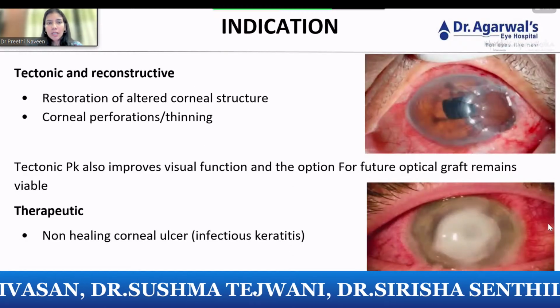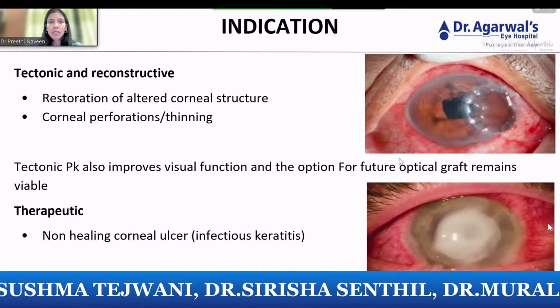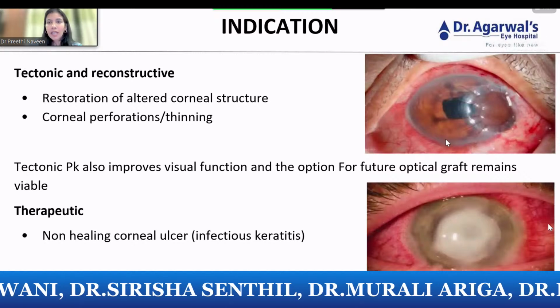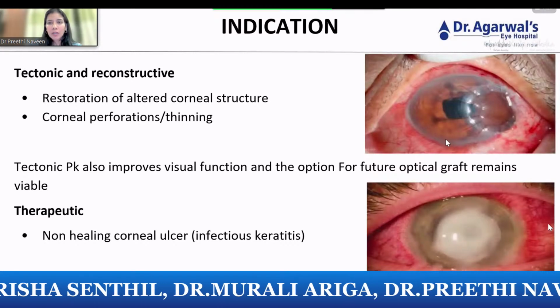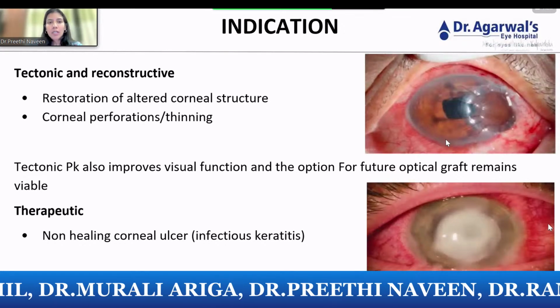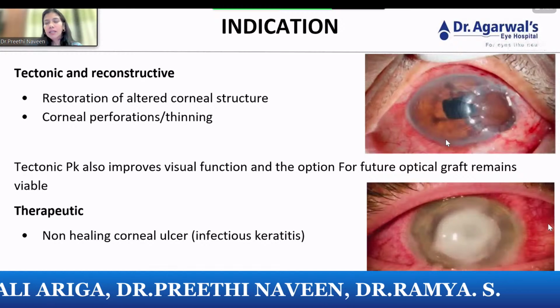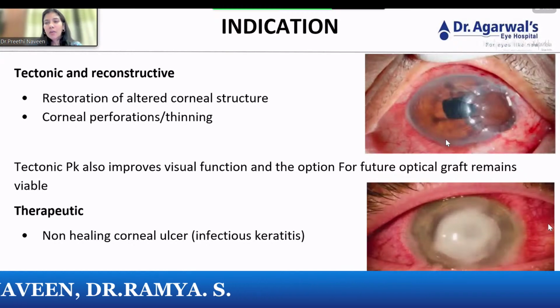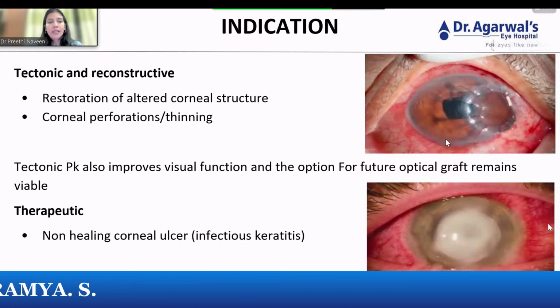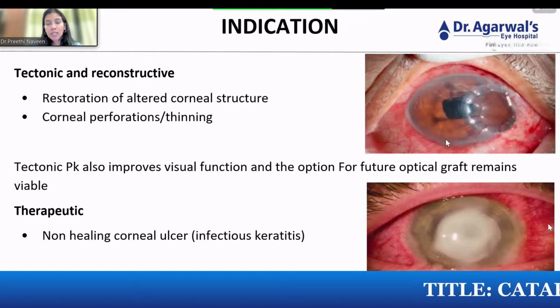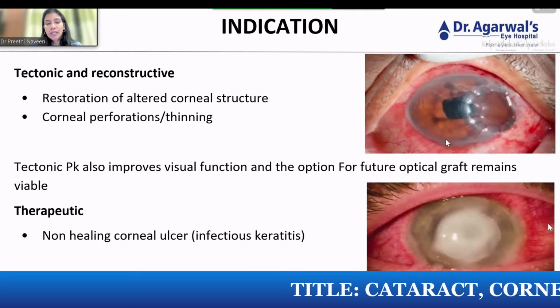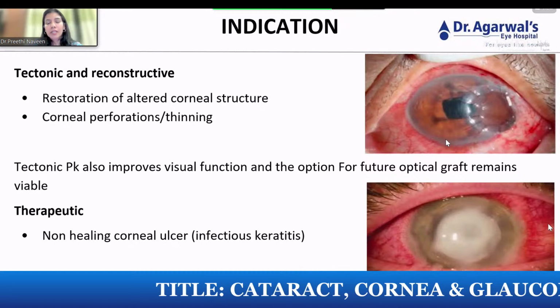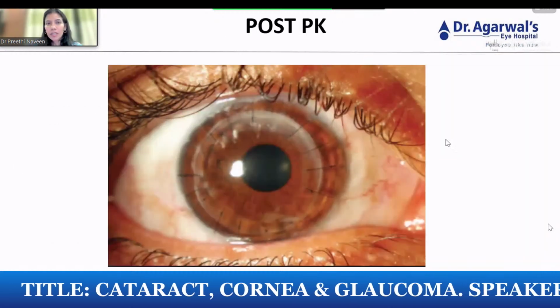And tectonic, again, is where you want to restore the integrity of the eye. That is where we do a tectonic graft, in cases of a corneal perforation or thinning, and that's a picture of an eccentric tectonic graft, which was done for a peripheral perforation. And therapeutic graft, as we all know, is for any case of a non-healing corneal ulcer, which is being treated initially with medical management, and still there are no signs of resolving, then that's when you consider a therapeutic graft.